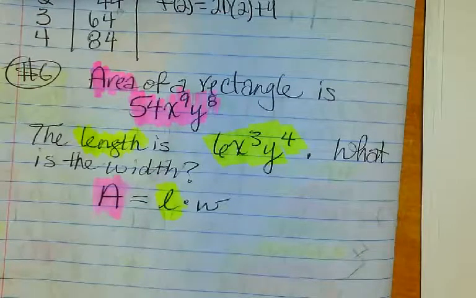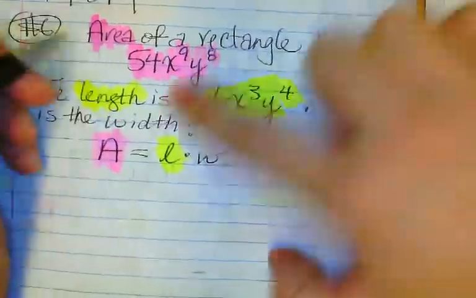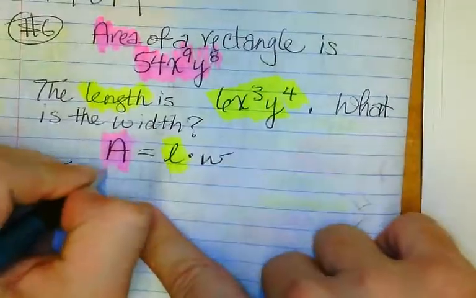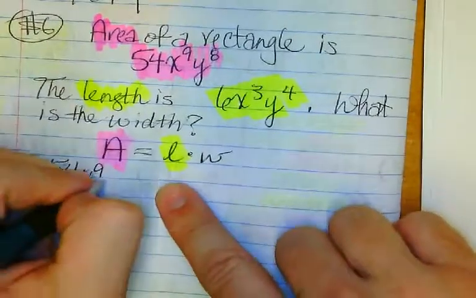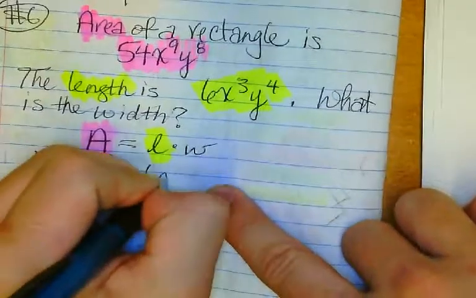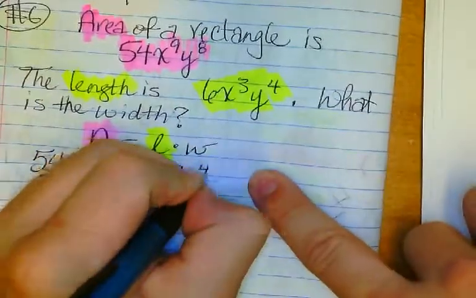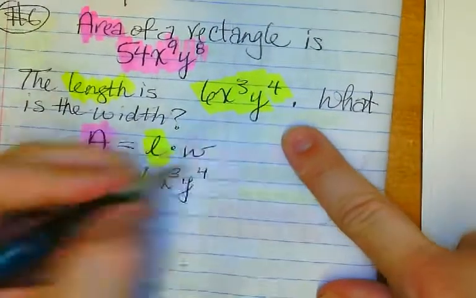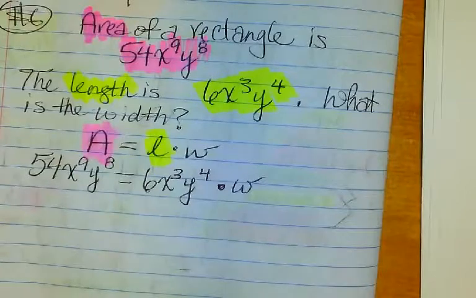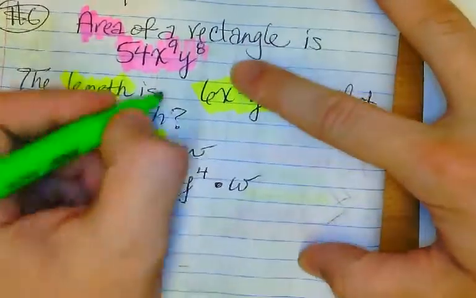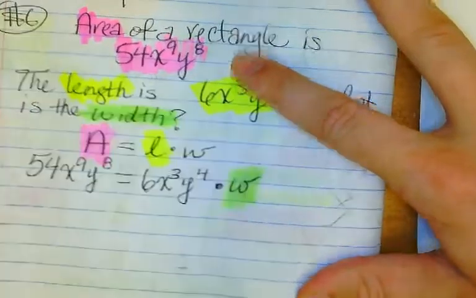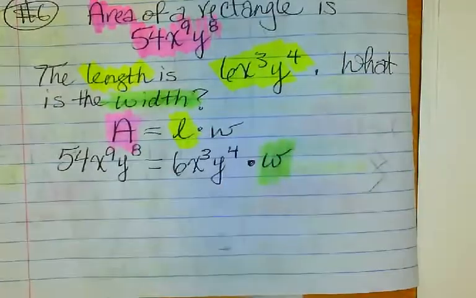So now we're gonna substitute in. All right, so A is 54x to the 9th y to the 8th. So 54x to the 9th y to the 8th equals 6x cubed y to the 4th times W. Esta pregunta dice, ¿qué es width? Or the question says, hey, solve for width here. So that means this W can't move. It's got to stay put.